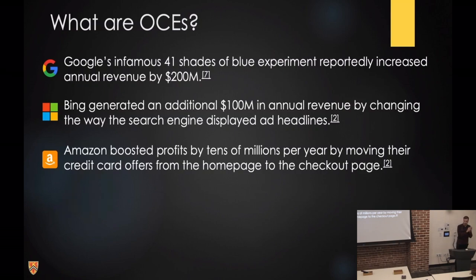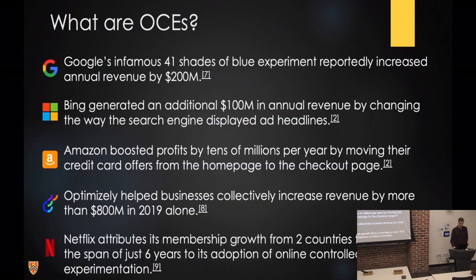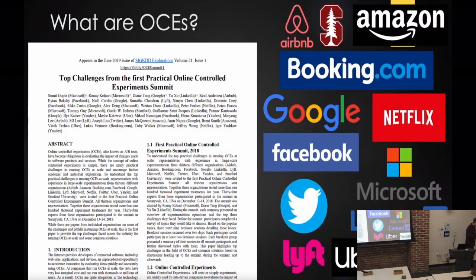Amazon moved the promotion of credit cards from the home page to the checkout page. That increased profits by tens of millions. Optimizely, one of these companies who helps other companies run their experiments, is helping these companies on the order of hundreds of millions of dollars. Netflix, in the span of 6 years, grew from being in 2 countries to over 190, and they credit that growth and that success to adopting a culture of experimentation. Okay, so that's the context, and it turns out there's a lot of interesting problems in this context.